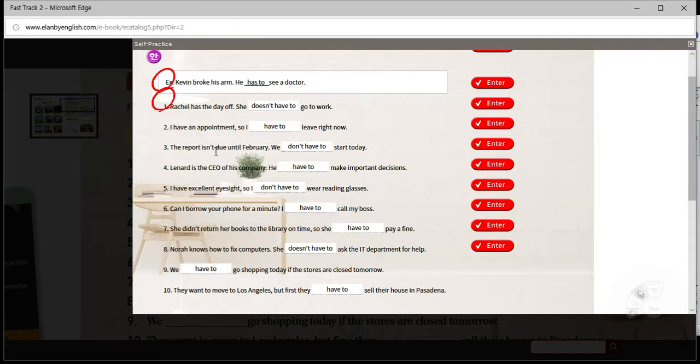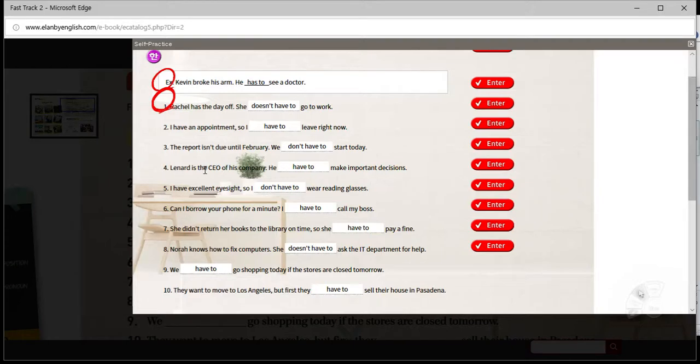Number 3, the report isn't due until February. So February, that's a long time away. It's about 9 months from now. So it isn't due. It does not have to be finished. If it does not have to be finished, we don't have to start today. We could start tomorrow, or next month, or January, or February. So we don't have to start today. And that's for number 3.